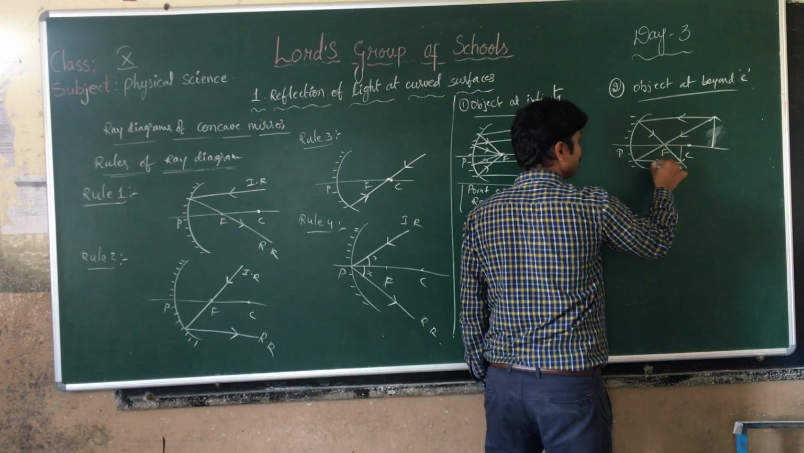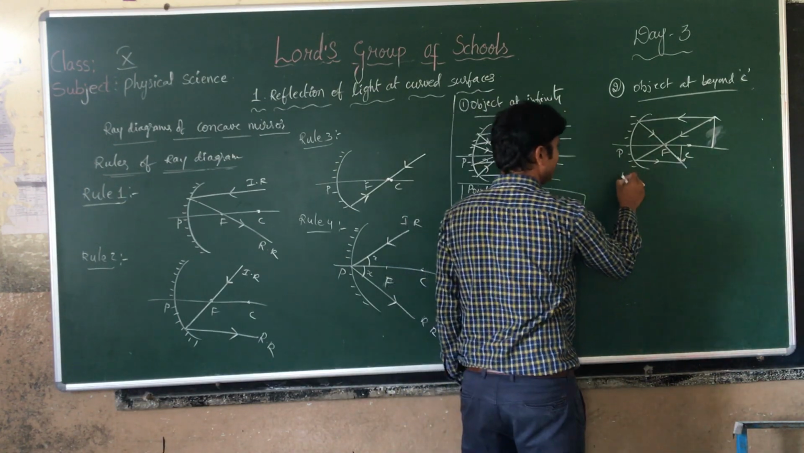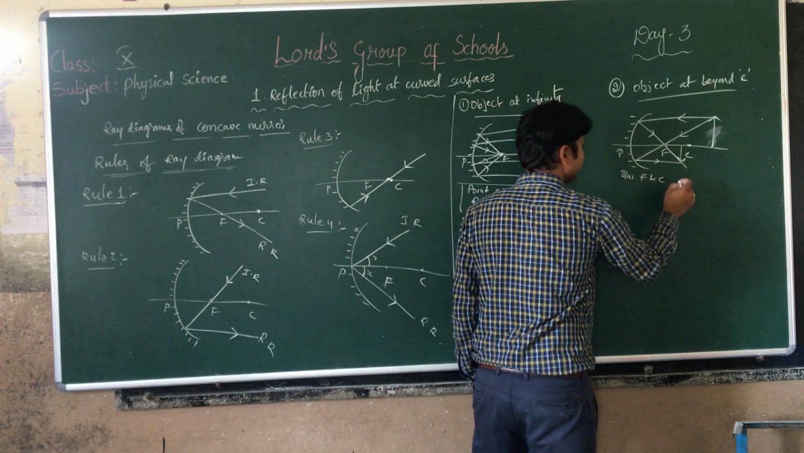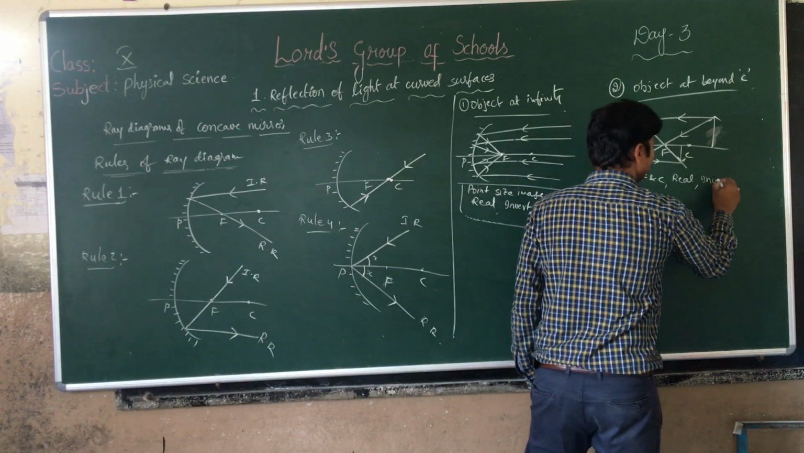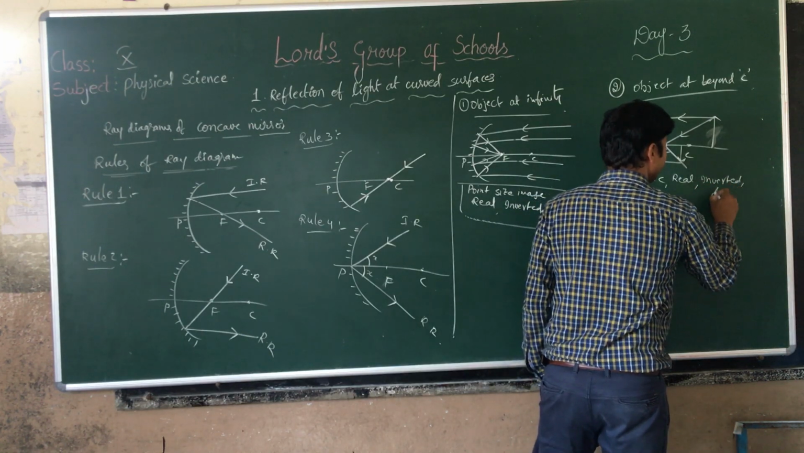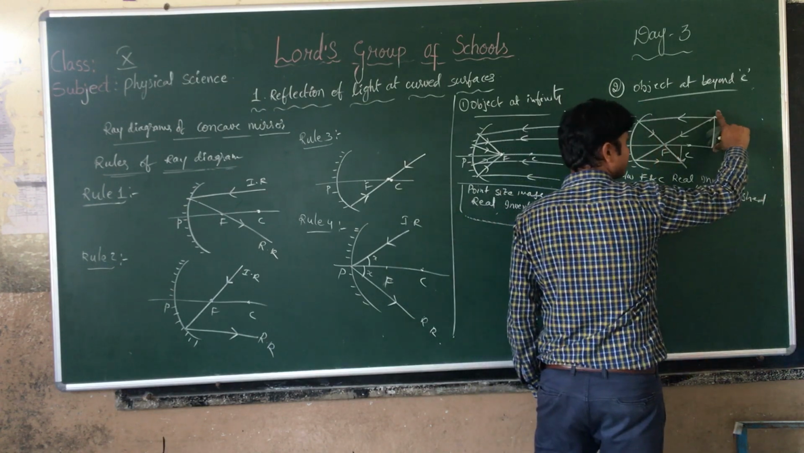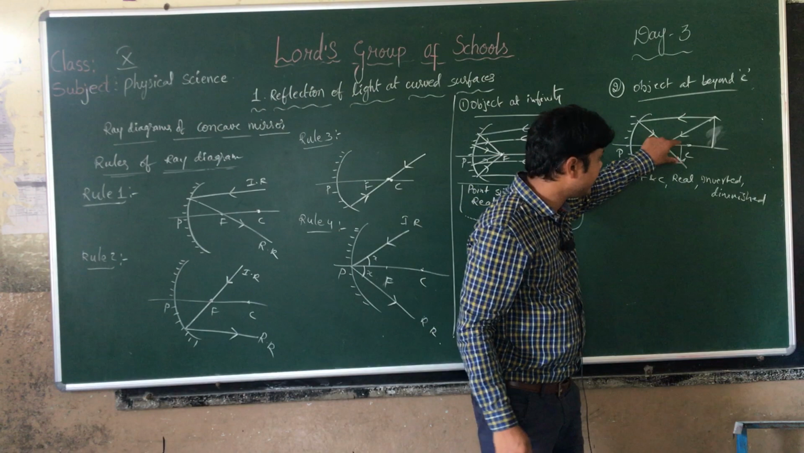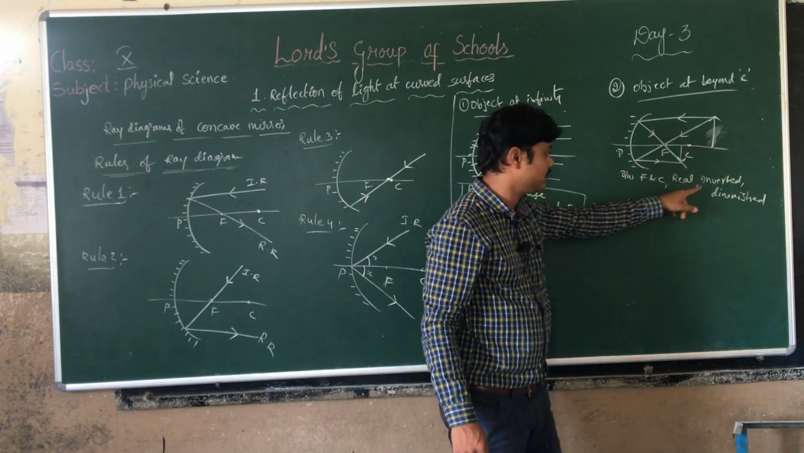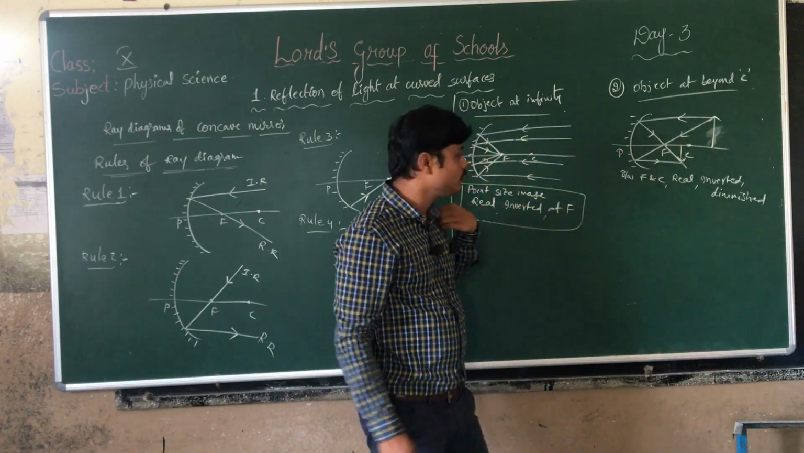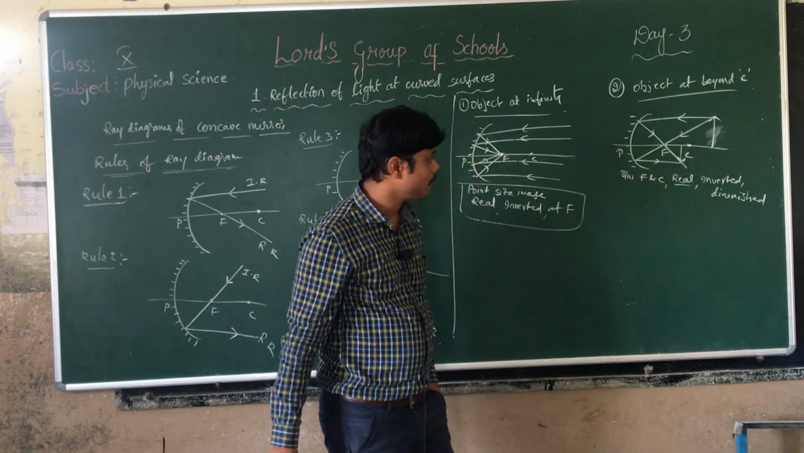Arrow marks we compulsorily need to represent, and this is the image. So where is the image? Between F and C. It is real, inverted and diminished. Diminished means decreased in size. See, this is the height of the object and the height of the image. You can see clearly the height of the image is smaller. That's why it is diminished. It is inverted, and it can be caught on a screen. If you place any screen, you can catch it. That's why we call it real. I told you the definitions of it.